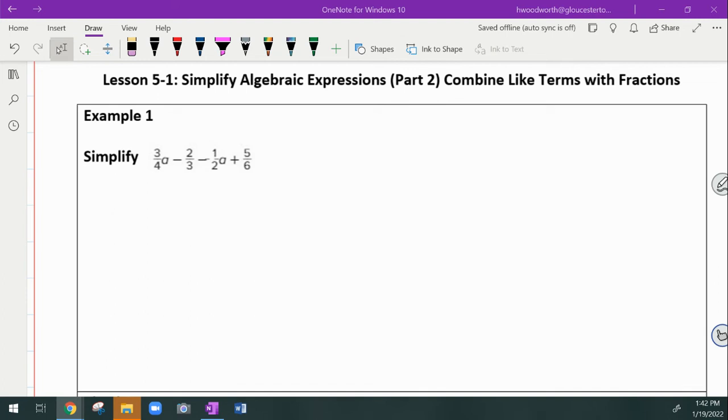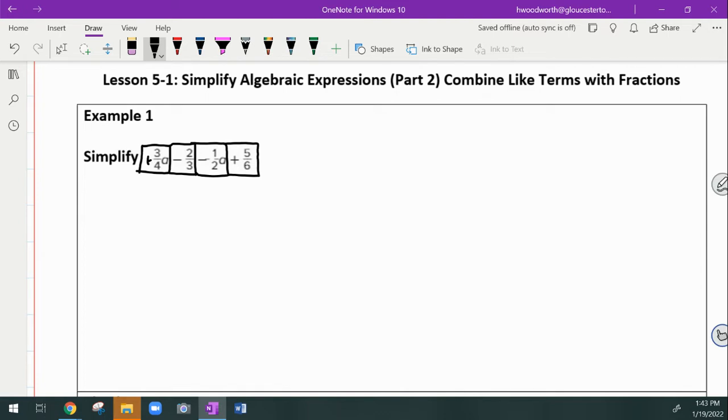Lesson 5.1, Part 2. We're still combining like terms, but as you can notice, we have some fractions involved. It still starts the same way. We're going to box out the like terms. We stop our boxes whenever we get to a subtraction or addition sign. And there's some invisible stuff going on here.